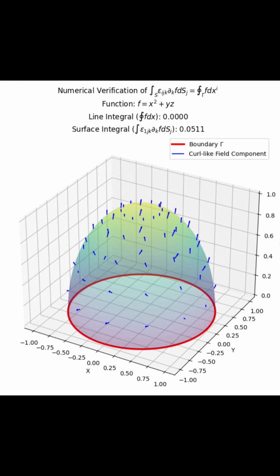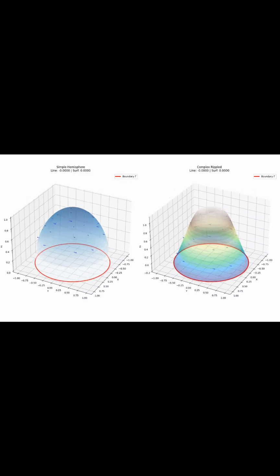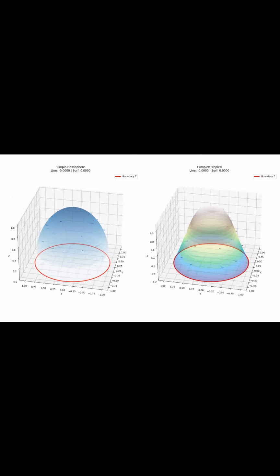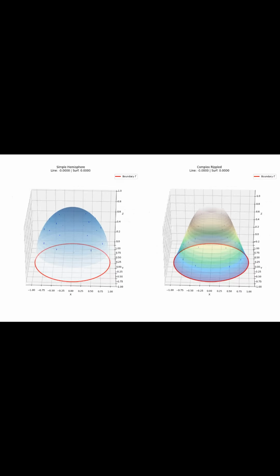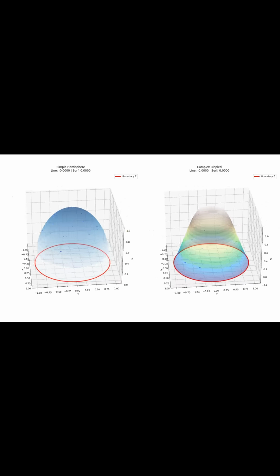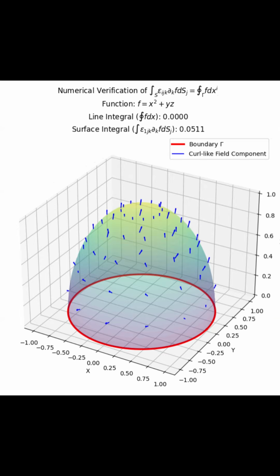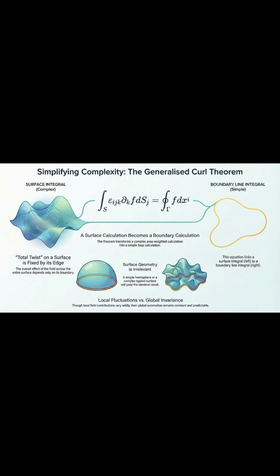Second, and this is where it gets really cool, this whole thing is a fundamental topological identity. So what does that mean? It means the result depends only on the boundary, not the shape of the surface in between. You could have a smooth hemisphere or a crazy rippled surface, and as long as they share the same edge, the answer is identical. The local vectors might be going nuts on that jagged terrain, but the global sum stays completely invariant.